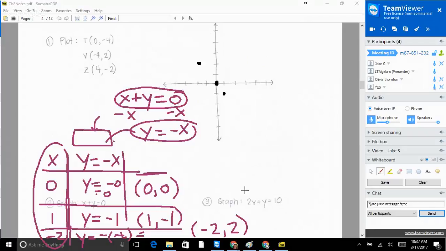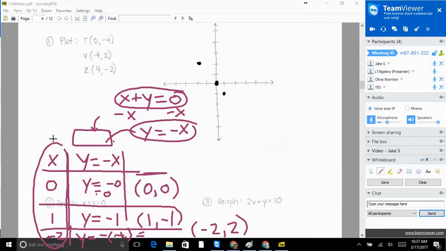We could do one more if we really wanted to. But do you notice anything about these 3 points? They're kind of lining up, right? Would you agree that they're kind of making a line? Yep.